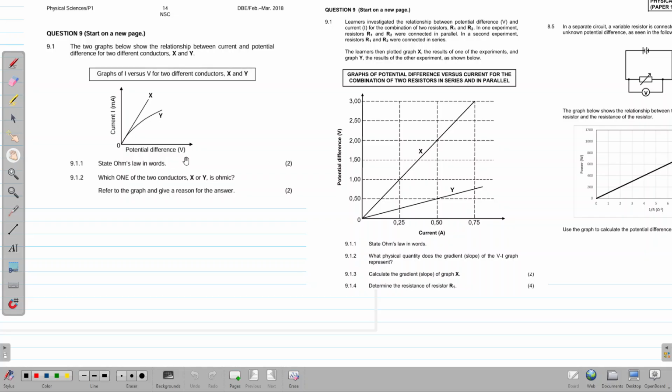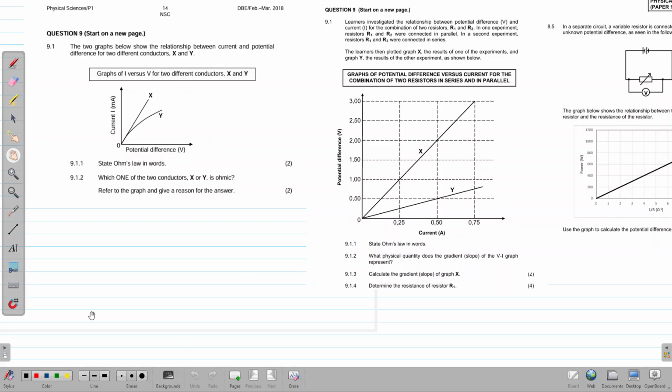This one is on Ohm's law, and the content here is on the video scientific method experiment results, where I explain ohmic and non-ohmic conductors. Okay, so 9.1.1, we should state Ohm's law in words. And 9.1.2, which one of the following two conductors, X or Y, is ohmic? You refer to the graph to give your answer.